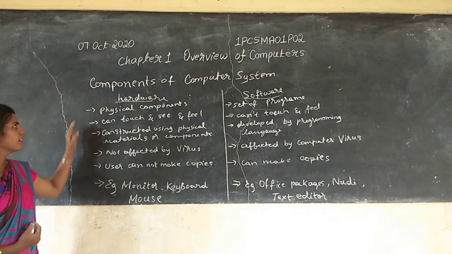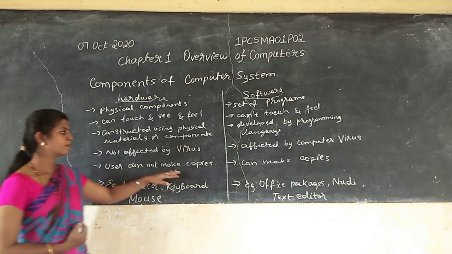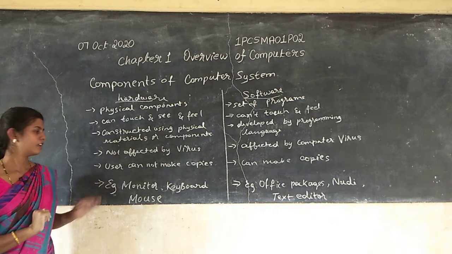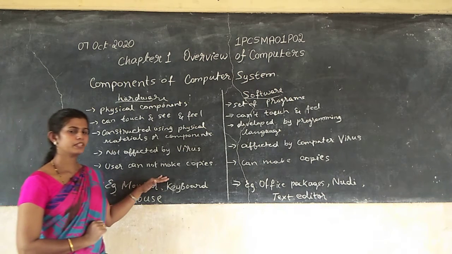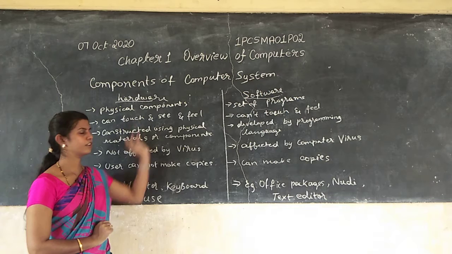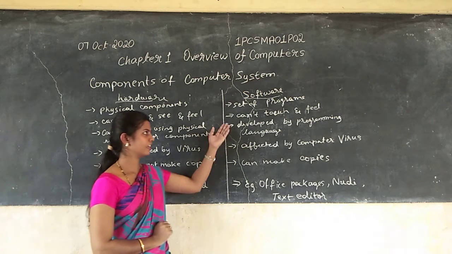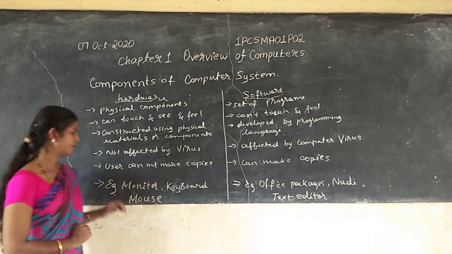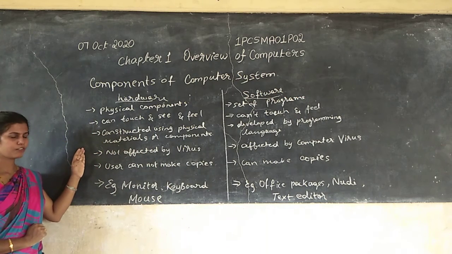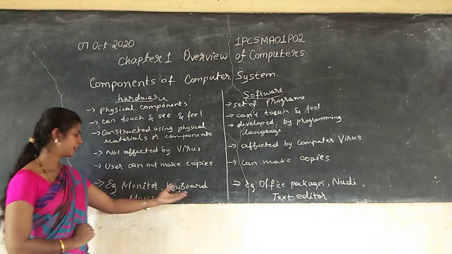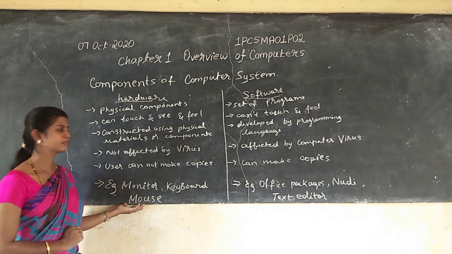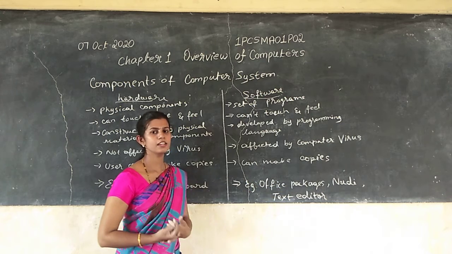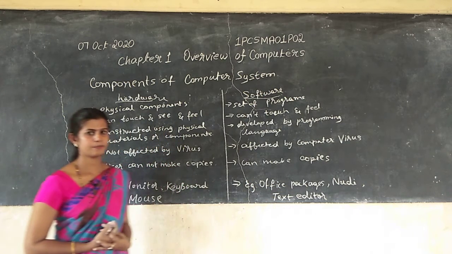And next, the user cannot make copies of the hardware. We cannot copy the hardware, but in case of software we can make copies. Examples of hardware are monitor, keyboard, mouse, and of software are office packages, Nudi, text editors, etc.